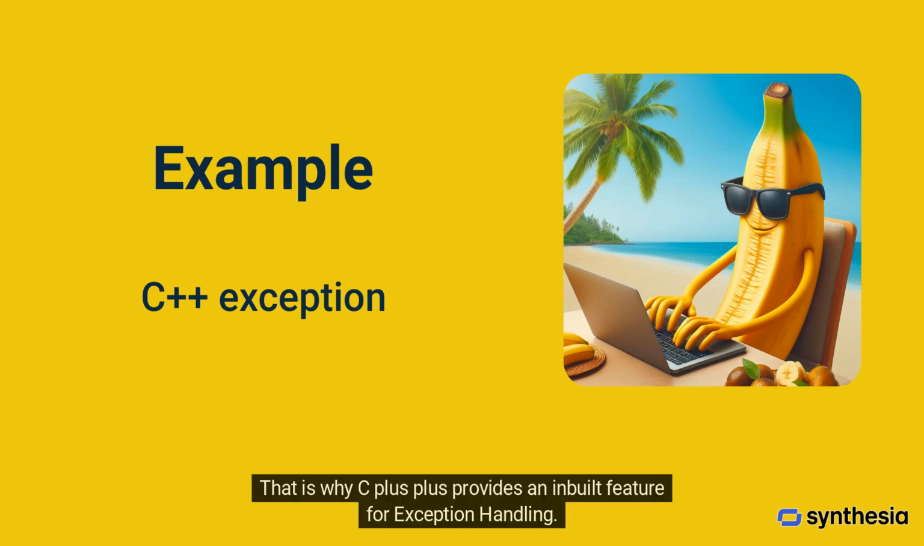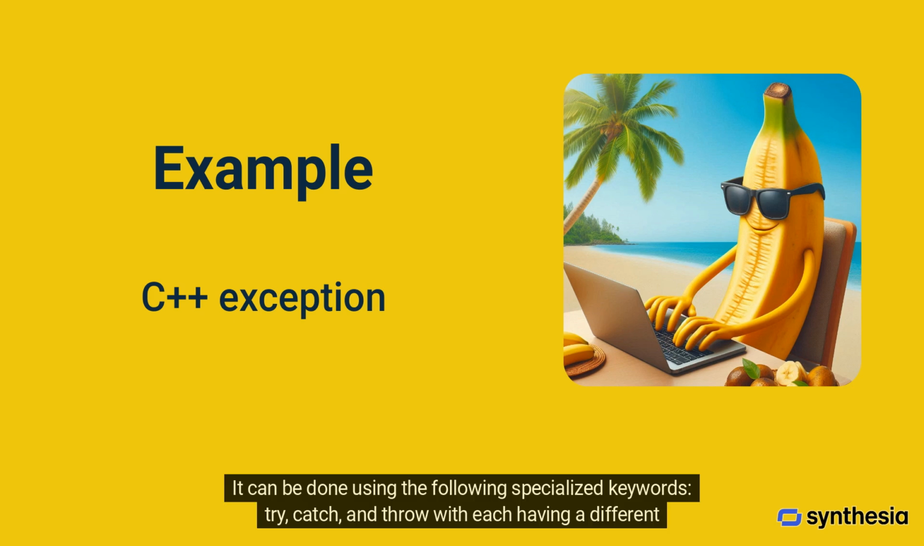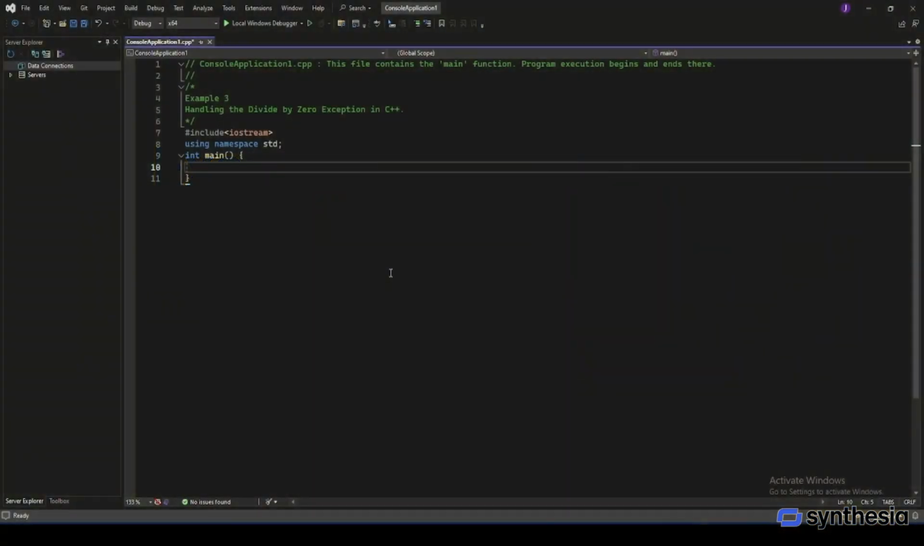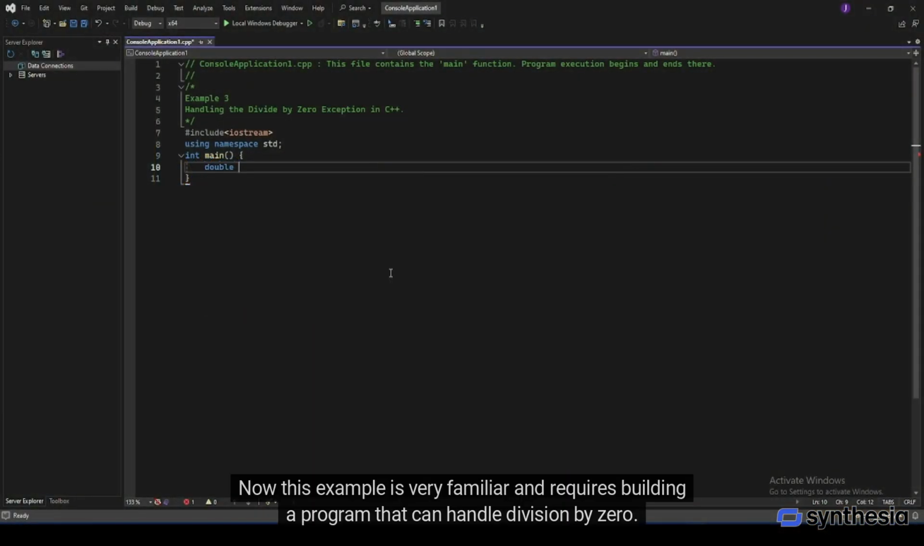That is why C++ provides an inbuilt feature for exception handling. It can be done using the following specialized keywords: try, catch, and throw, with each having a different purpose. Now let's begin with an example. This example is very familiar and requires building a program that can handle division by 0.